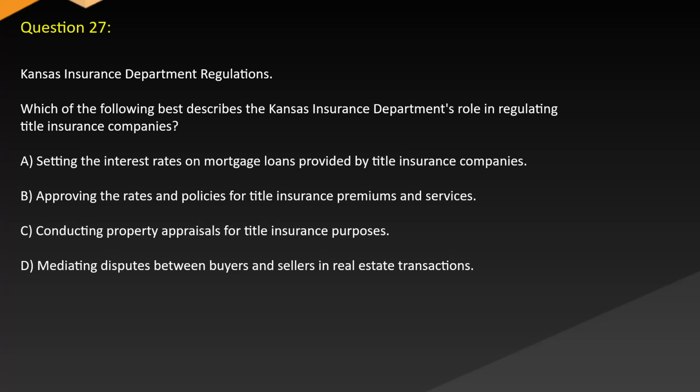Question 27. Kansas Insurance Department regulations. Which of the following best describes the Kansas Insurance Department's role in regulating title insurance companies? A. Setting the interest rates on mortgage loans provided by title insurance companies. B. Approving the rates and policies for title insurance premiums and services. C. Conducting property appraisals for title insurance purposes. D. Mediating disputes between buyers and sellers in real estate transactions.